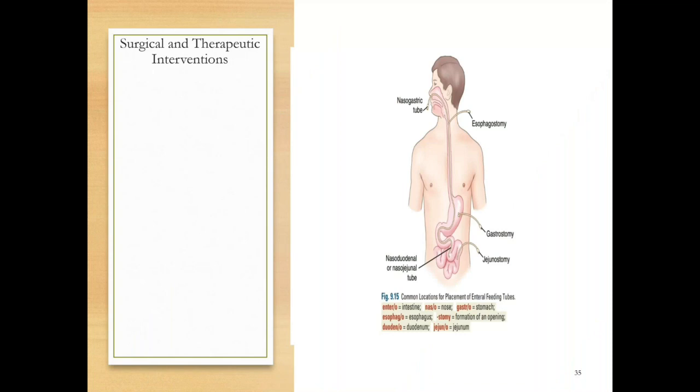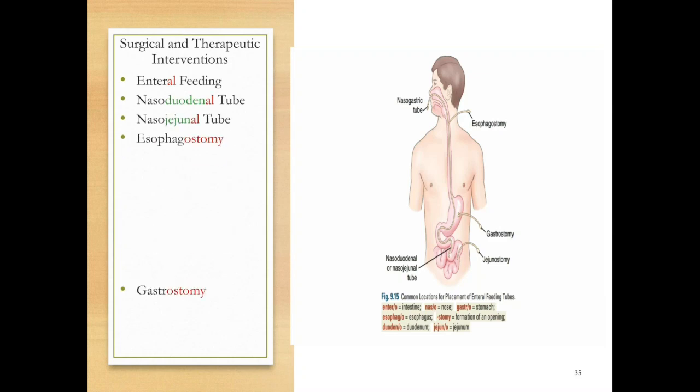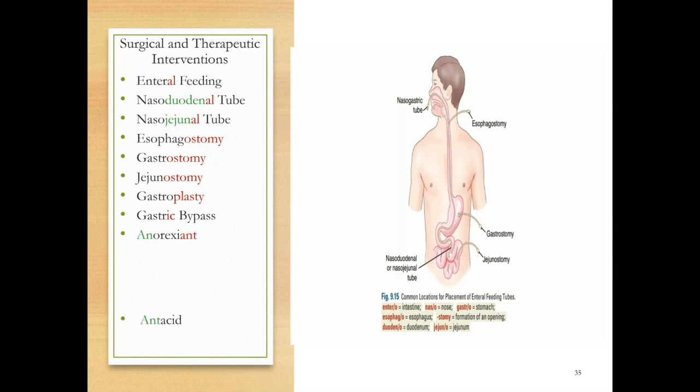Surgical and therapeutic interventions. We will review the following surgical and therapeutic interventions: enteral feeding, nasoduodenal tube, nasojejunal tube, esophagostomy, gastrostomy, jejunostomy, gastroplasty, gastric bypass, anorexiant, antacid, antidiarrheal, antiemetic, laxative, purgative. Please take a few minutes to review this picture.